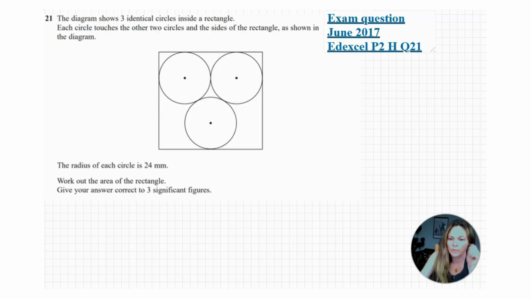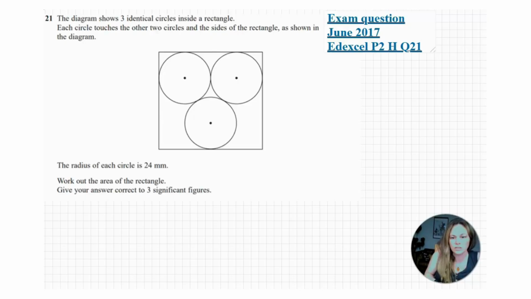This is from the Edexcel paper 2, and it's the higher paper. It is question 21. So again, like I've said before, a really good thing to do is to annotate what you know. So you've got three identical circles. If they're identical, then everything about them is going to be identical. The diameters, radiuses, and so on.